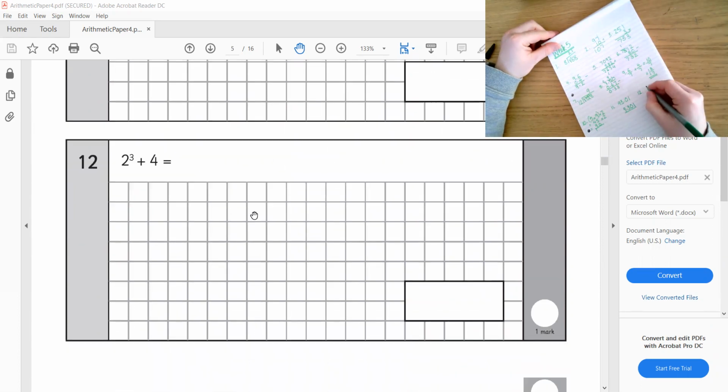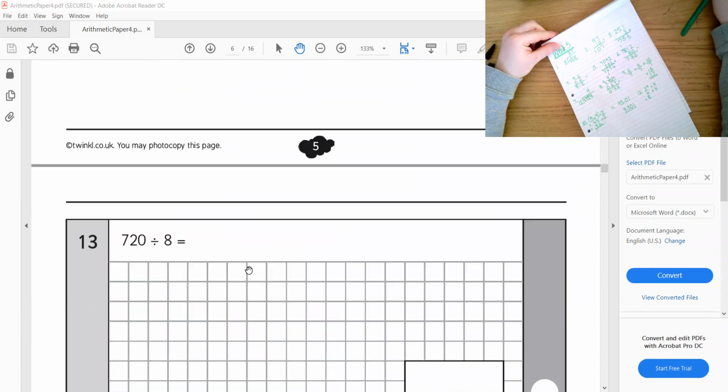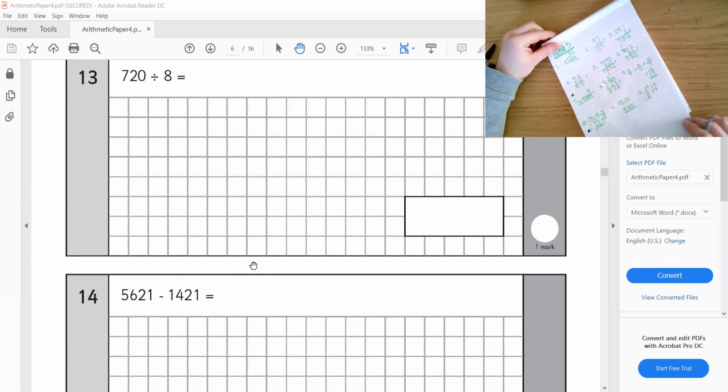2 cubed add 4 is that. So what is 2 cubed? And then adding 4. Well, 2 cubed is 2 times 2 times 2. 2 times 2 is 4, times 2 again is 8. So that's 8, add 4, which then equals 12. Next one, 13, 720 divided by 8.